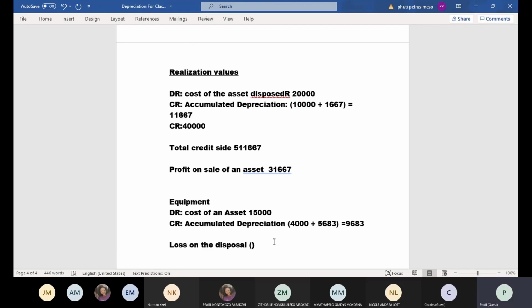Sorry, Norman, how much is 15,000 minus 9683? I'll work it out quickly. Okay, 15,000... it's 5137. That's 5137, right? So it is still going to be a loss because the debit side is greater than your credit side. So it will be recognized under your statement of profit and loss and other comprehensive income.